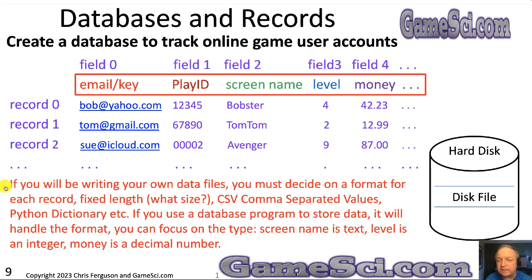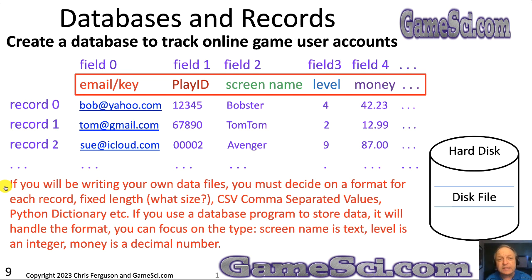If you will be writing this data to your own data files rather than using a database, you must decide on a format for each record. Are you going to use fixed length for the record? What size fixed length? CSV or comma separated values for each record? Or even a Python dictionary? When I'm writing disk files, I kind of like using Python dictionaries because they're a lot easier to load, read, change, modify. If you use a database program to store your data, it will handle the format for you.